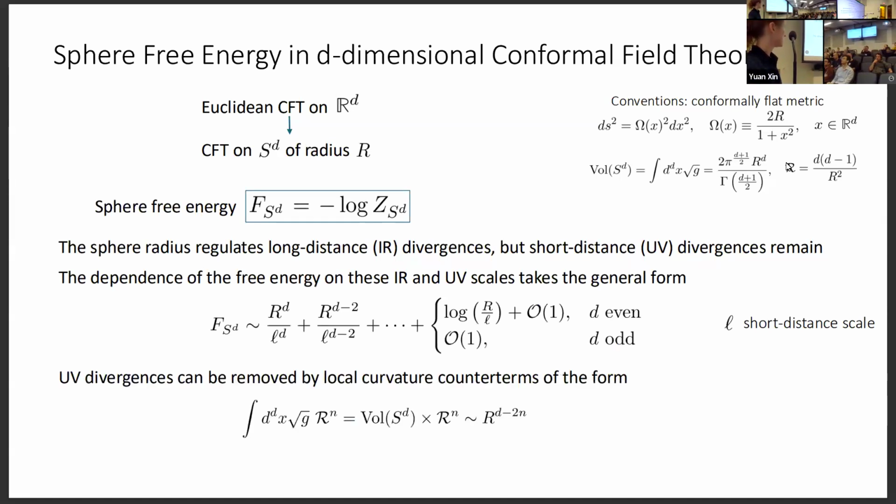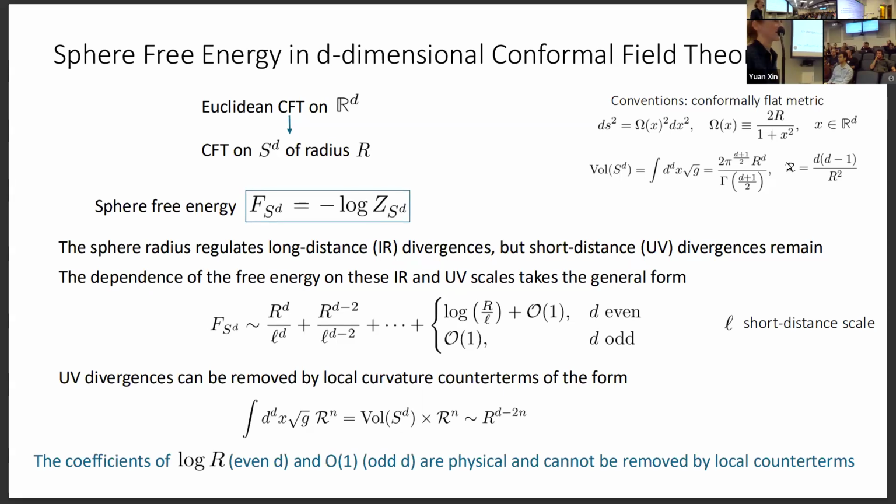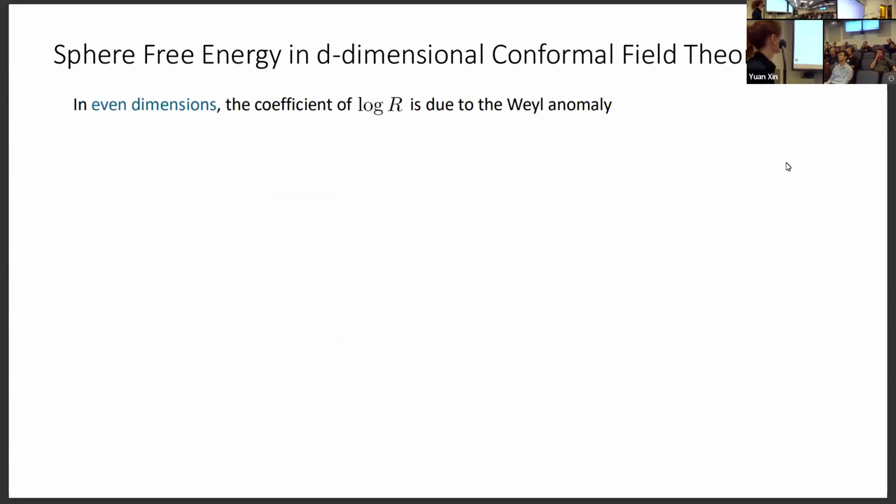And the UV divergences that have powers of 1 over l can be removed by local curvature counterterms, of the schematic form of powers of the Ricci scalar. But the coefficients of log R in even dimensions and of the order 1 term in odd dimensions can't be removed by local counterterms, and they're physical. So in even dimensions, we know that the coefficient of log R comes from the Weyl anomaly.